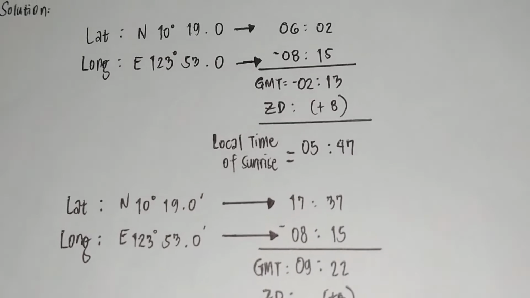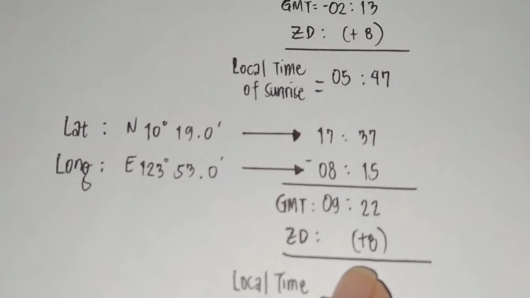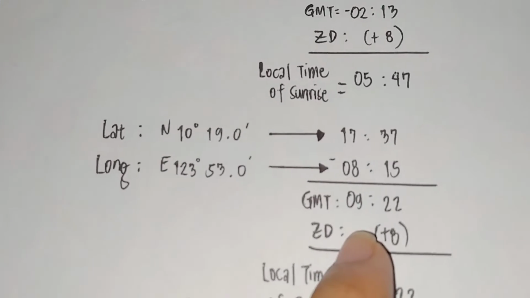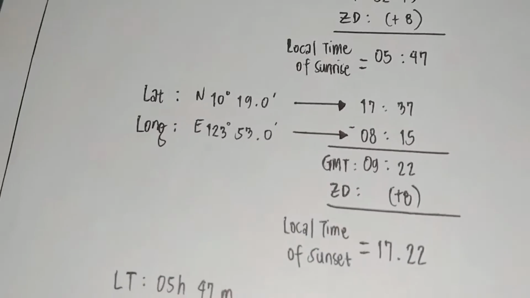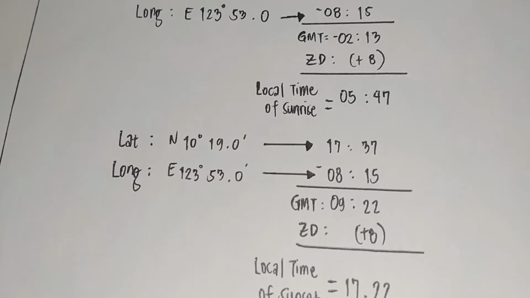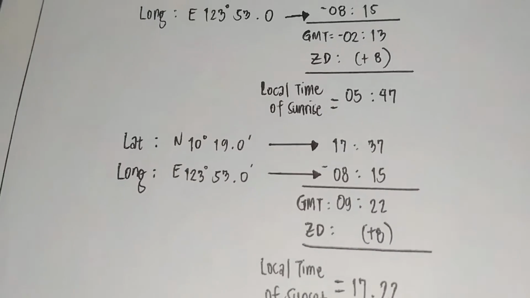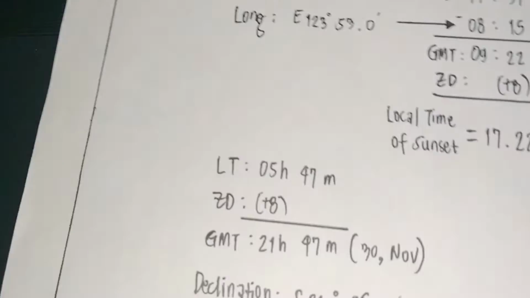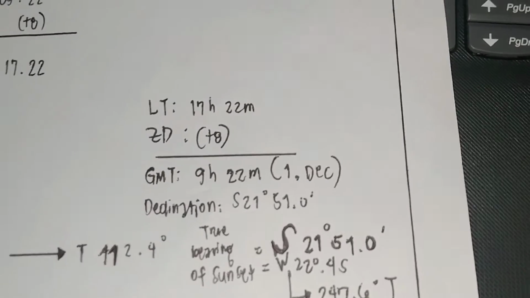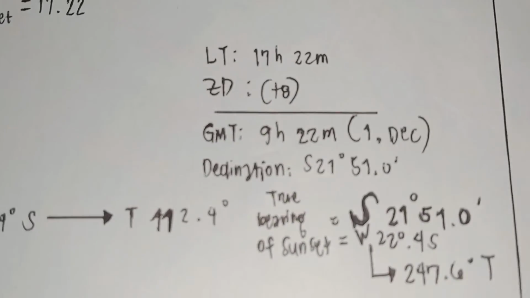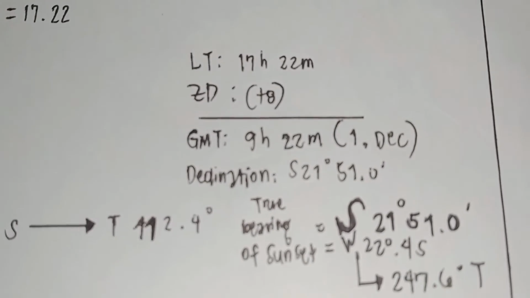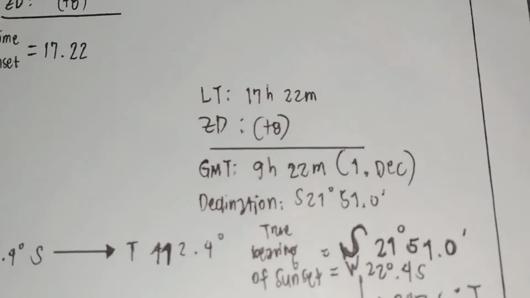So that would accumulate to 0.22. The difference is the latitude. So we did get plus 8, since we do have a location which is ahead of time, 8 hours from our GMT. And then our local time of sunset is 17 hours and 22 minutes, plus 8 again, since it's ahead of time. And then we did get our GMT, which is 9 hours and 22 minutes on the 1st of December.